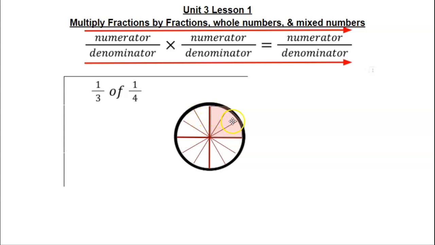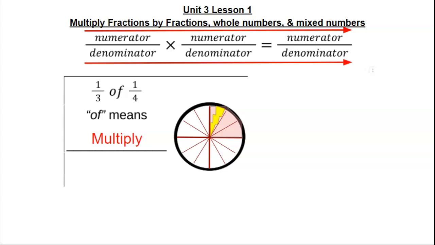In total, we have 12 slices, 3 in each of the 4. So we need to find 1/3 of that fourth. So 1/3 of the fourth is right here. And that is actually 1 out of 12 total slices or pieces.